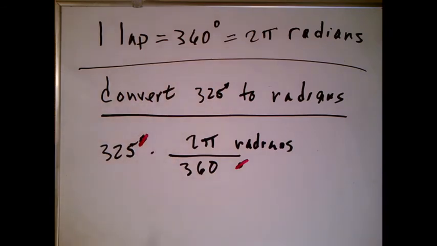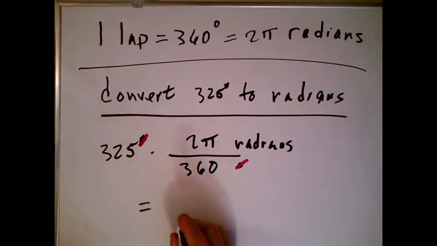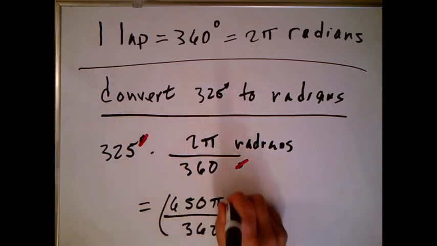I'm going to just leave it as a final answer. We might be able to figure out something if we want to, but at the moment I'm just converting. I'm going to get something like 650 pi over 360 radians.